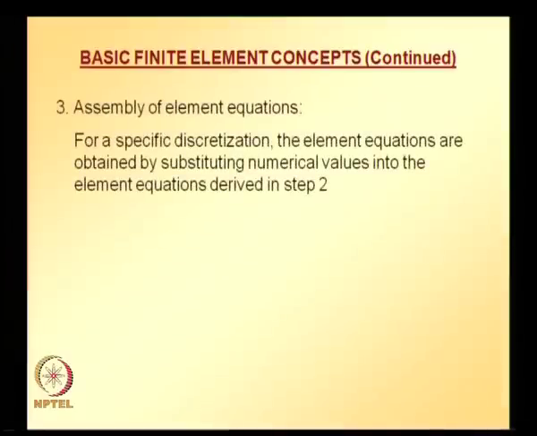And then the third step is assembly of element equations. For a specific discretization, element equations are obtained by substituting the numerical values into element equations derived in step 1. So, element equations are derived for a typical element, and if you want them for a specific element, what you need to do is substitute the nodal values and the geometrical properties of that particular element into the typical element equations, and you get them for that specific element.